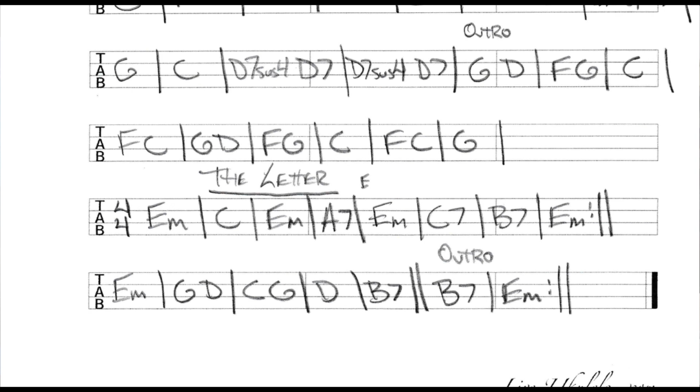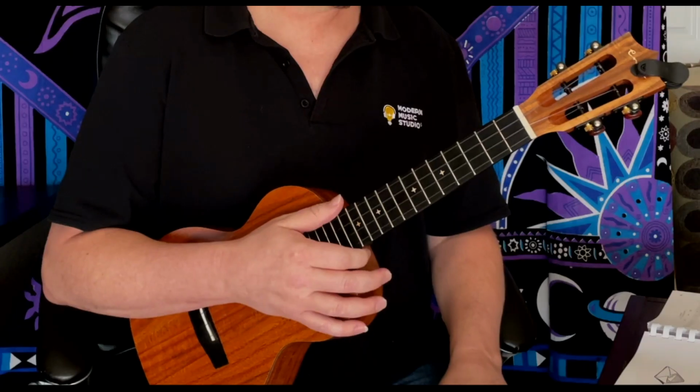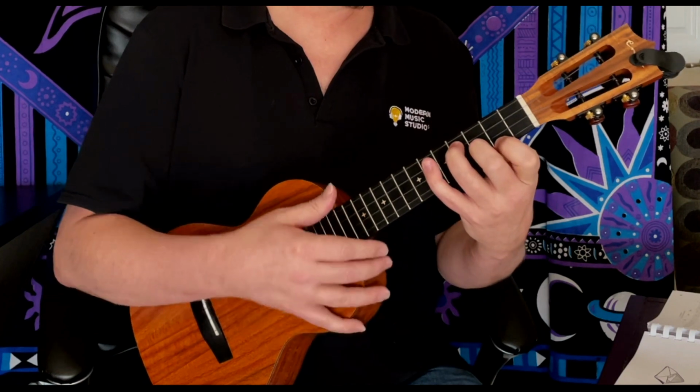E minor again. We're going to A7 here. It's a new chord for this song. E minor, now C7. And the B7 was on that second fret. We're going back to E minor. So let's try that again. 1, 2, 3, 4.